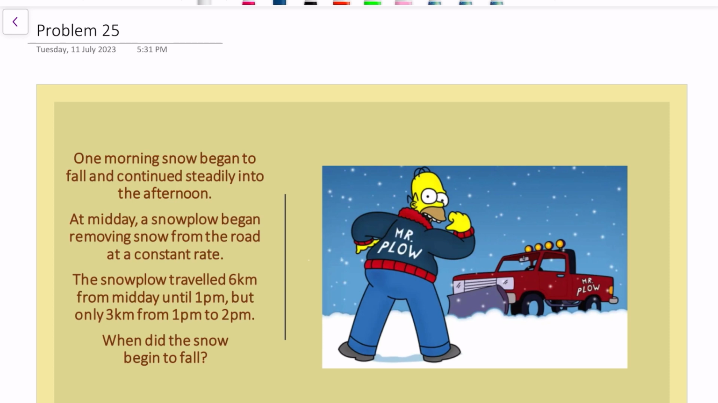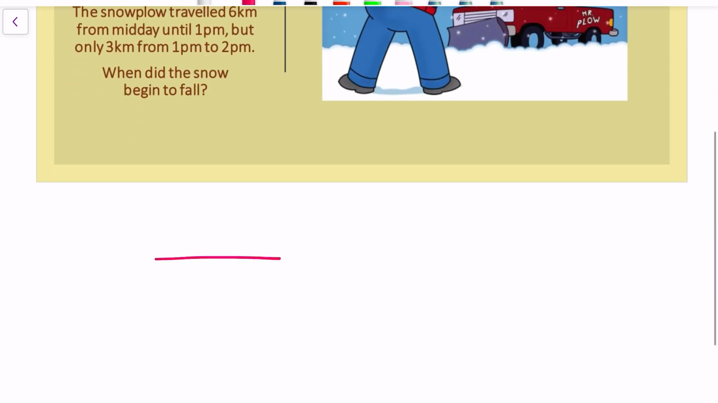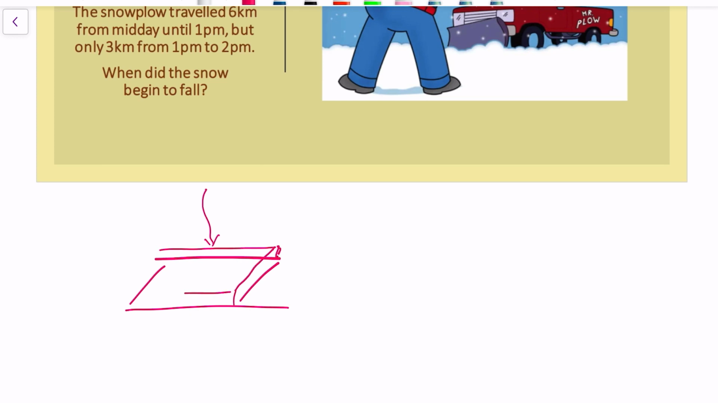Okay, so the first piece of information here is the snow falling steadily into the afternoon. I've assumed that means the height that the snow is increasing at is a constant, height over all of the land, I guess you could think of. So if you've got the road, and the snow's coming down, it's going to land on the road somewhere, and then that snow is going to build up kind of like a cuboid.